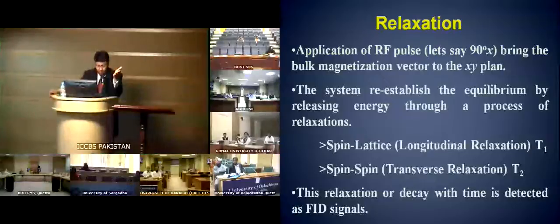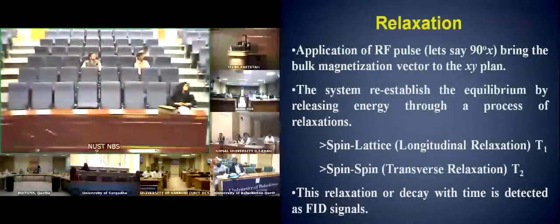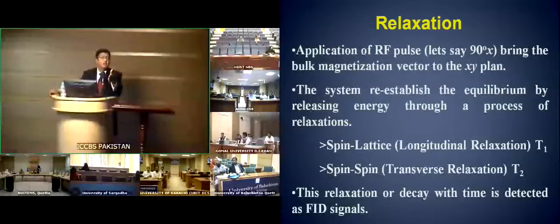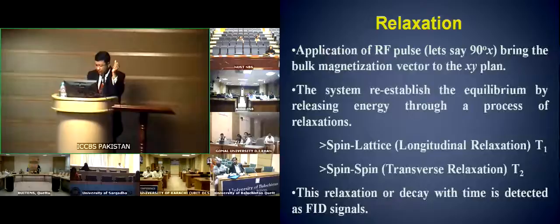Okay, thank you. Spin spin relaxation is when you transfer the energy from one spin of the molecule to another spin of the same molecule. So the overall energy level does not really relax back. It functions in a very different way.